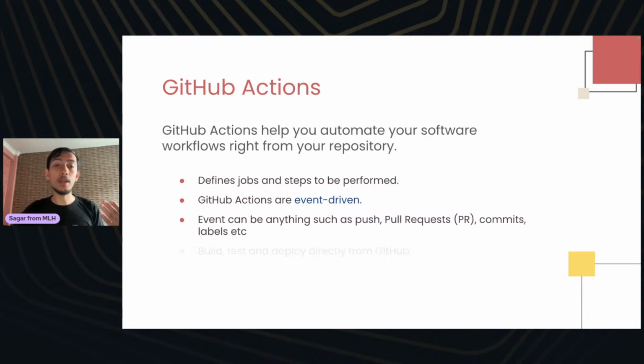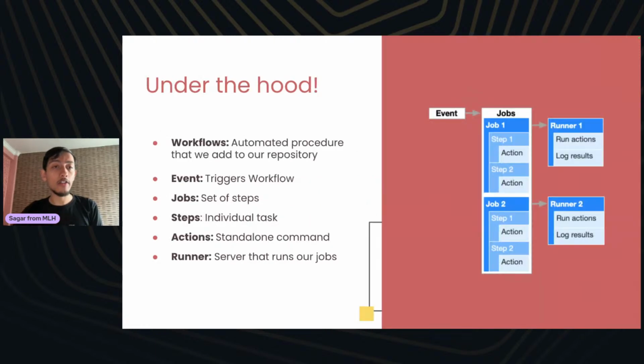Like I said, events can be anything such as pushes, pull requests, commits, specific labels, and you can build, test, and deploy directly from GitHub. All right, so let's quickly understand the major things in GitHub Actions.